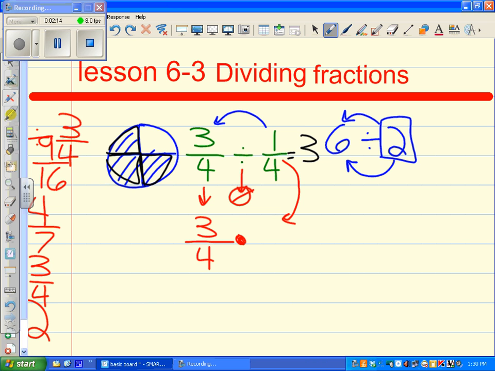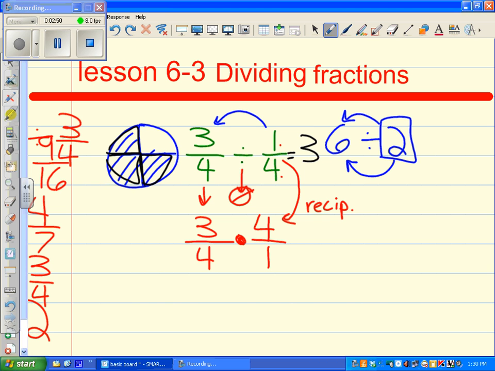The number we're multiplying by is going to be the reciprocal. And the reciprocal means switched around. It means the opposite of. And the opposite of 1/4 would be to take the 4, which is our denominator, and put it on top where our numerator is supposed to be. And our numerator, which is 1, now becomes our denominator. So we change 1/4 to 4/1 in order to figure out the reciprocal.